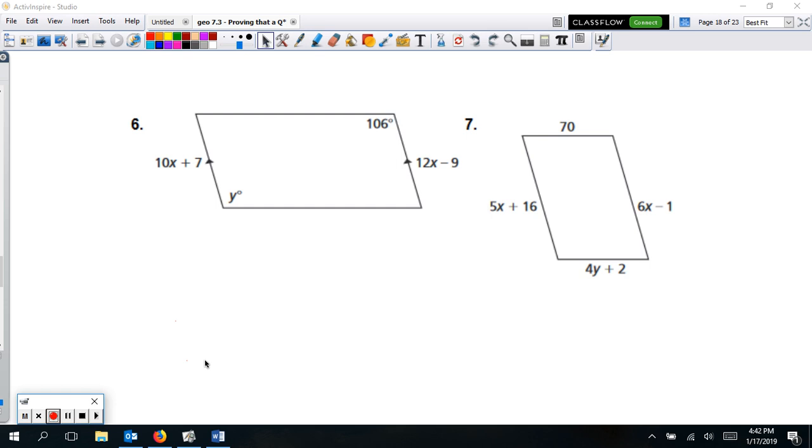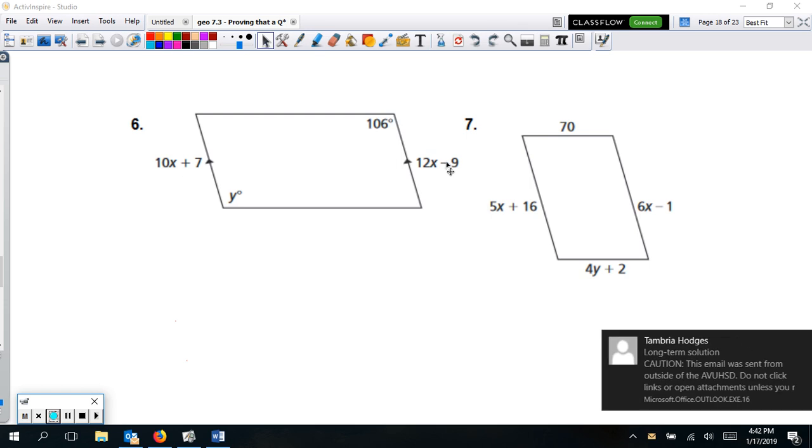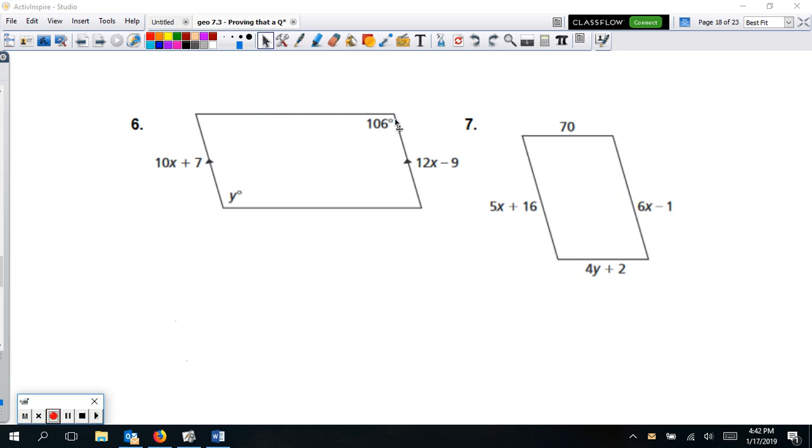Okay, so 2 more just the same. On number 6, we have the opposite sides here are parallel. These sides are parallel, and we would say they're going to be congruent. Already we can see the opposite angles: if this is a parallelogram, opposite angles are congruent. So we know that y has got to be 106 degrees. That's right away what y equals. And then the x's, we'll set these two equal to each other to find out what x is, because opposite sides would also be congruent.